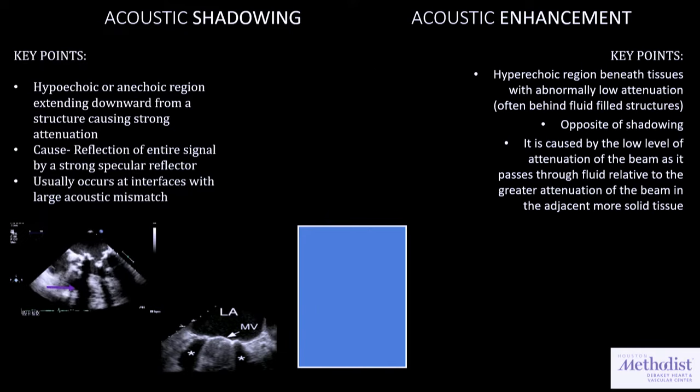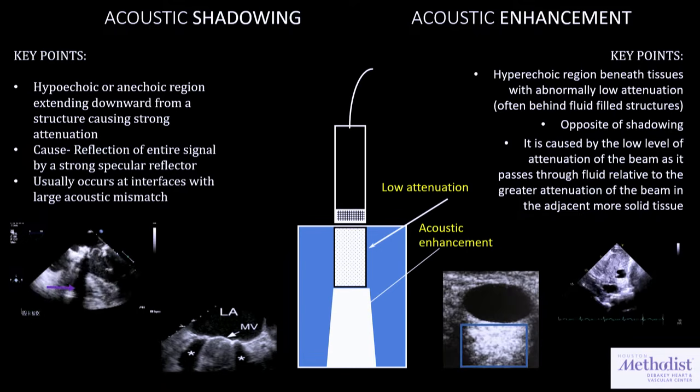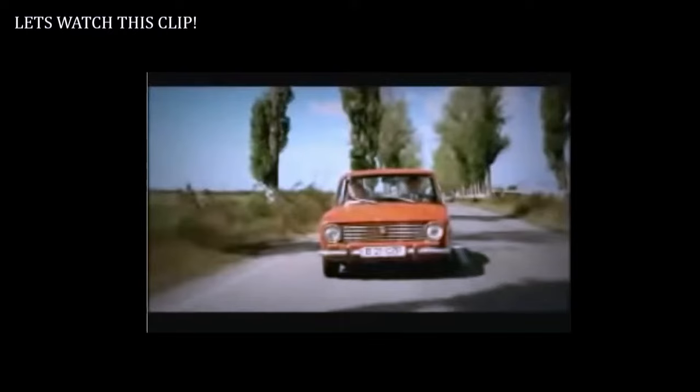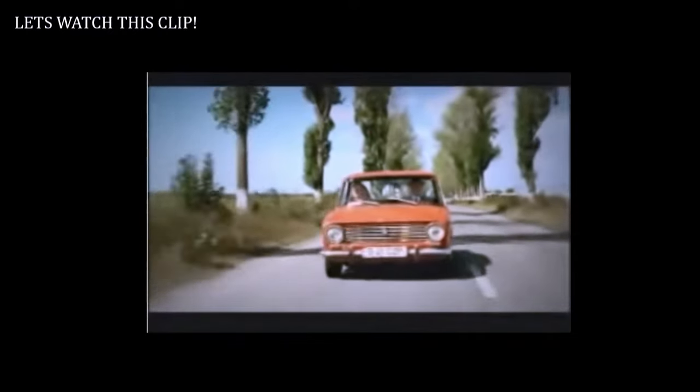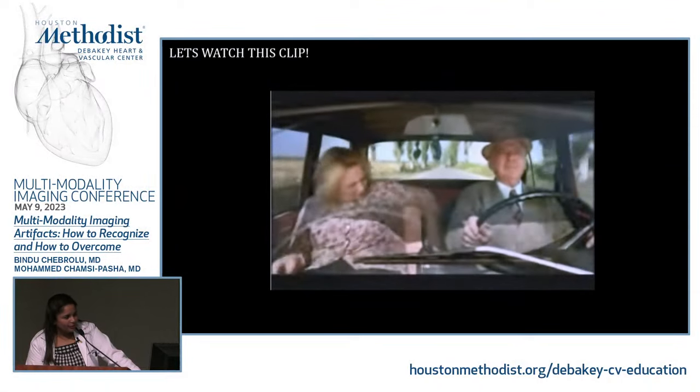What's enhancement? It's exactly the opposite of what we saw. When you have a region of low attenuation and you see brighter echo densities at the bottom, that's basically acoustic enhancement. Most of the time when you have fluid-filled structures, you can have this artifact right behind them. I'm pretty sure you're going to think, why is it related, but we're going to talk about that soon.